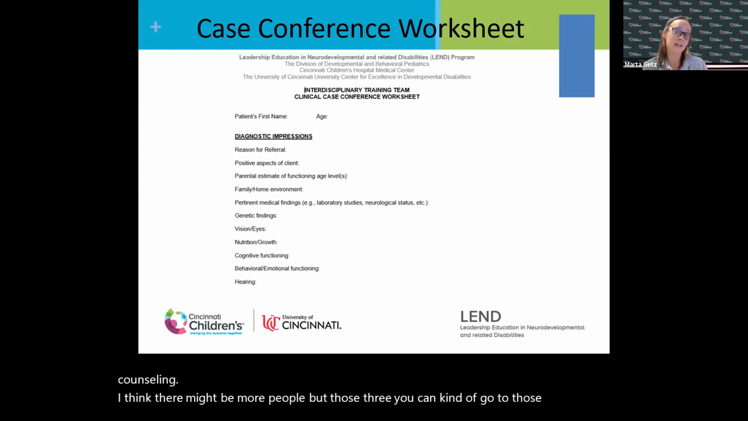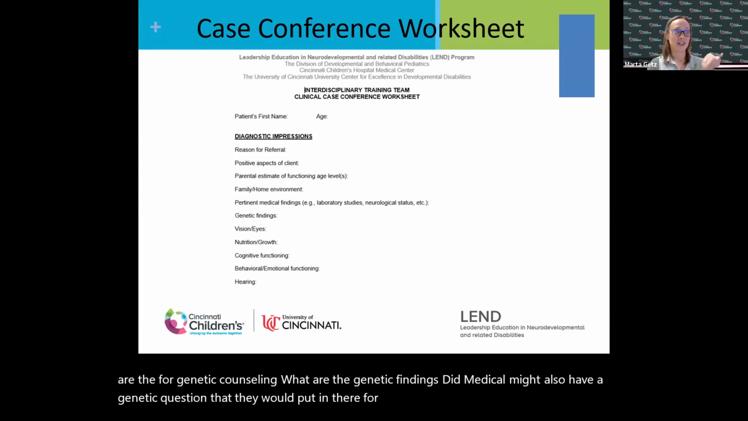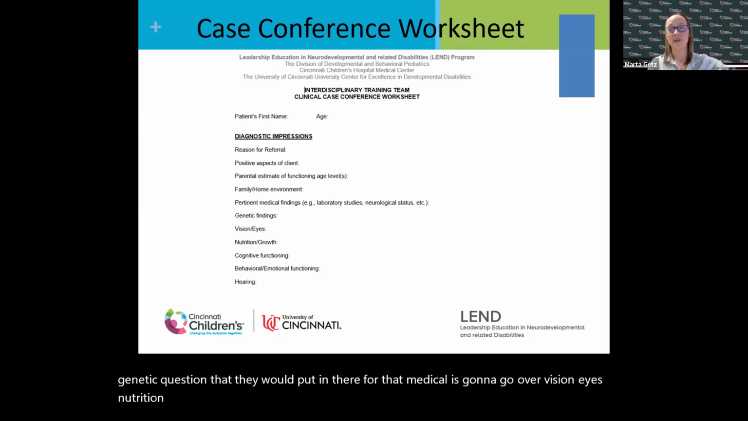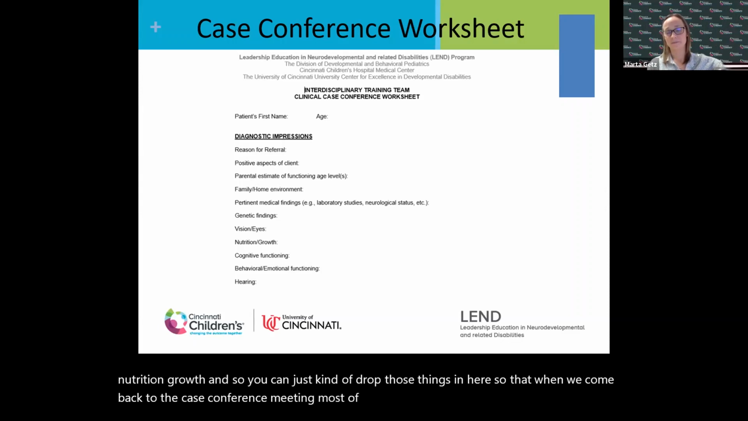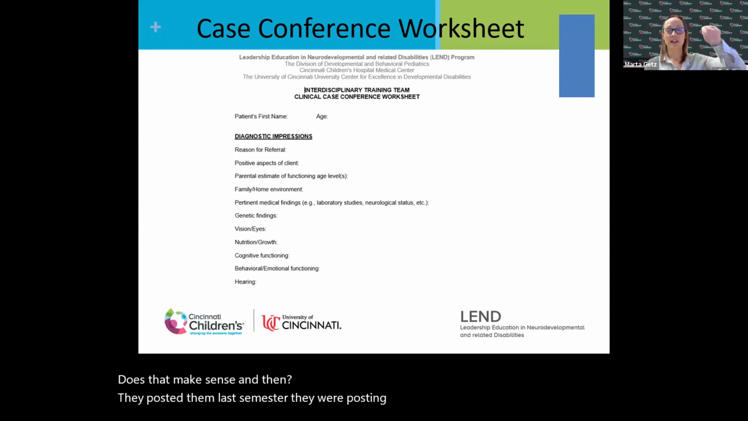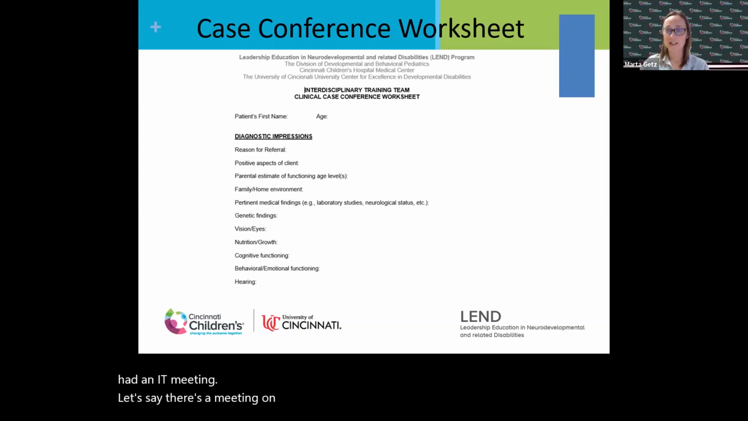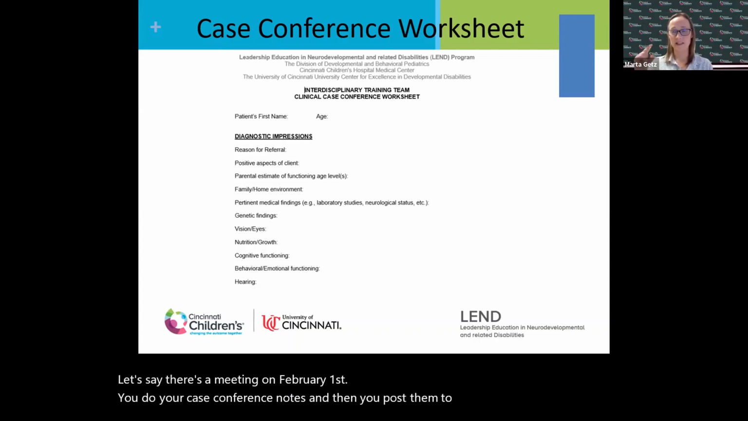For genetic counseling, what are the genetic findings? Medical might also have a genetic question that they would put in there. Medical is going to go over vision, eyes, nutrition, growth. And so you can just jot those things in here so that when we come back to the case conference meeting, most of these sections are filled in. Does that make sense? And then last semester they were posting them to each ITT meeting. So if there's a meeting on February 1st, you do your case conference notes and then you post them to February 1st ITT in Canvas.